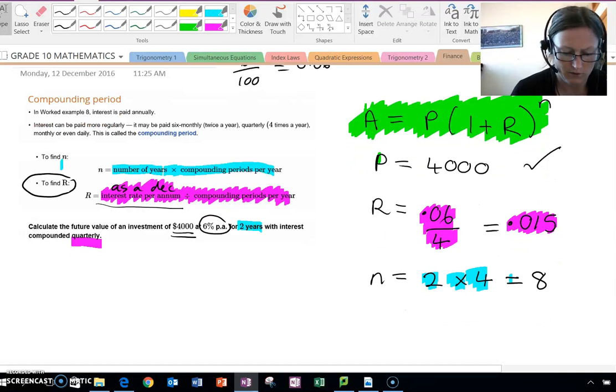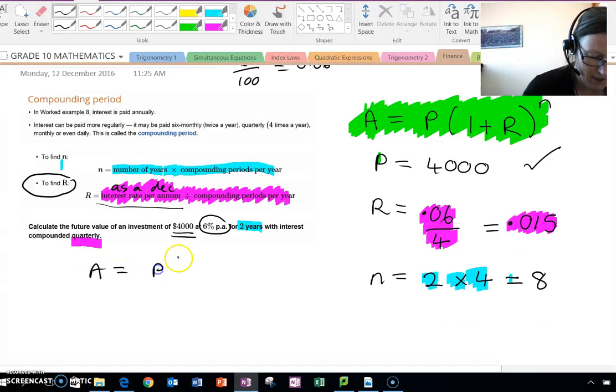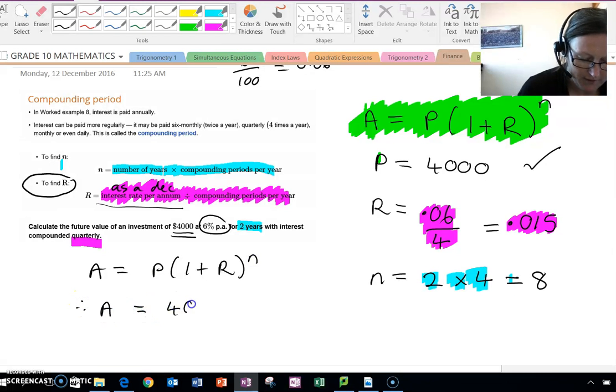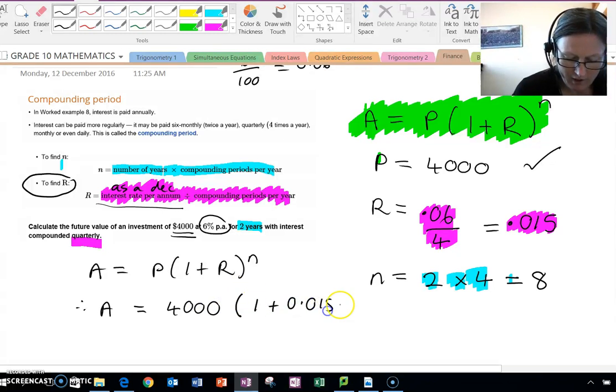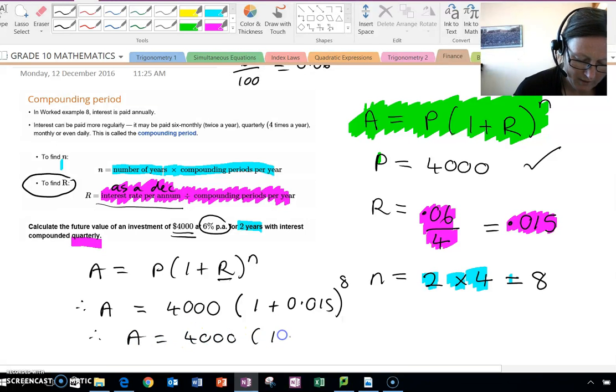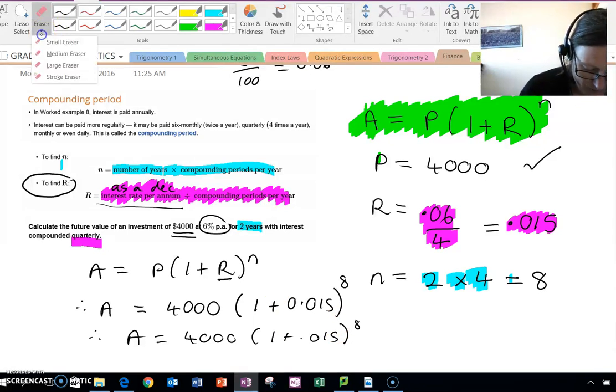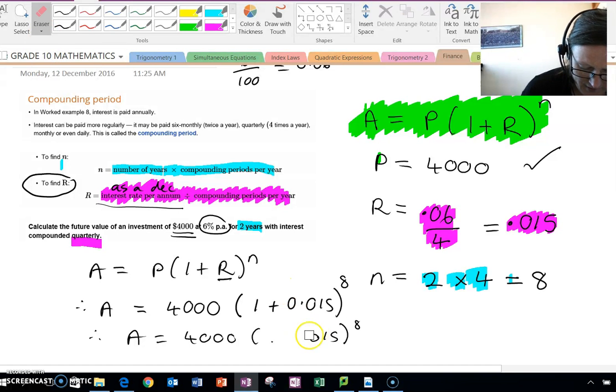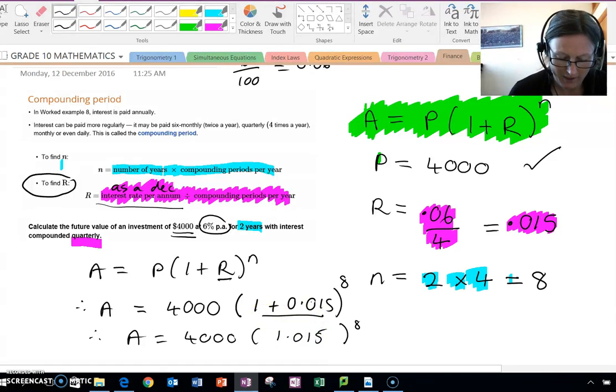So into my compound interest formula, which is in green, A is equal to P(1 + R) to the power of N, I now say A is equal to 4,000, because that's the principal, the amount we invested, times 1 plus 0.015, R being our rate, raised to the power of 8 because N is 8. Sorry, I'll just take that back a step. There was no plus there. I've added those two together, so this is 1.015, raised to the power of 8.